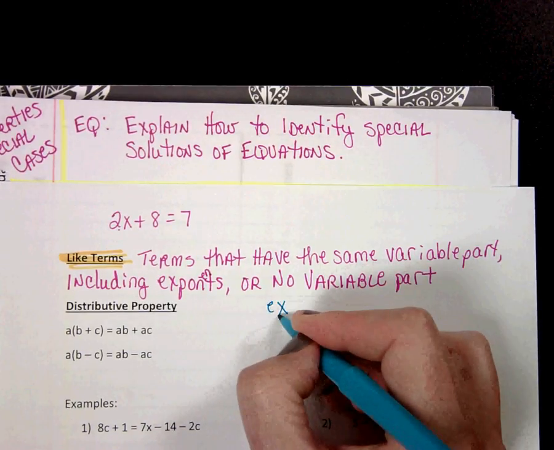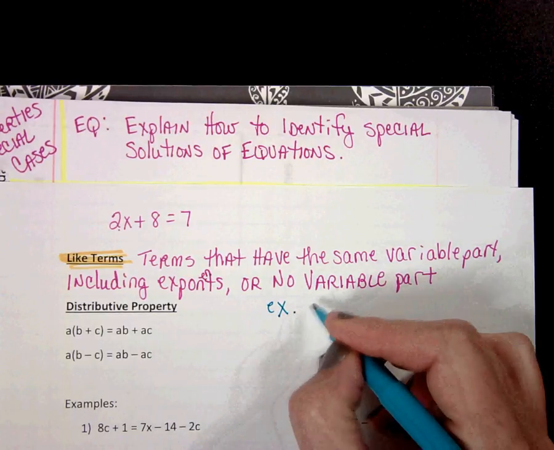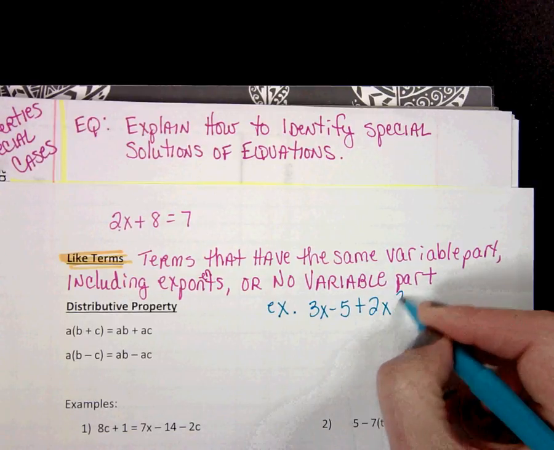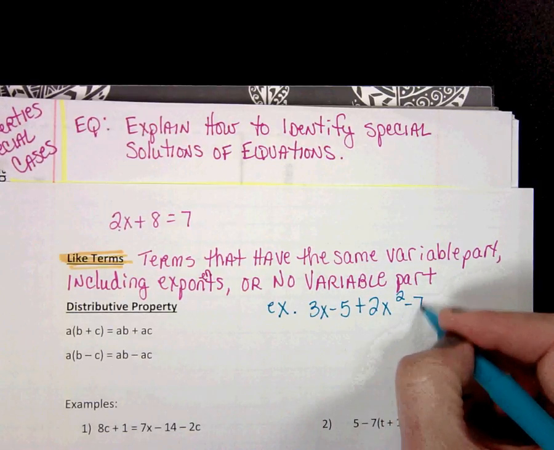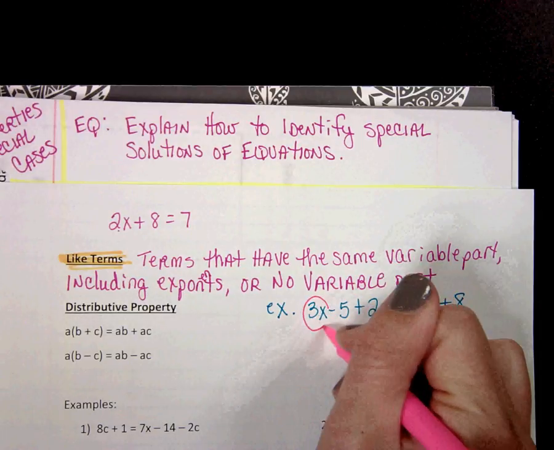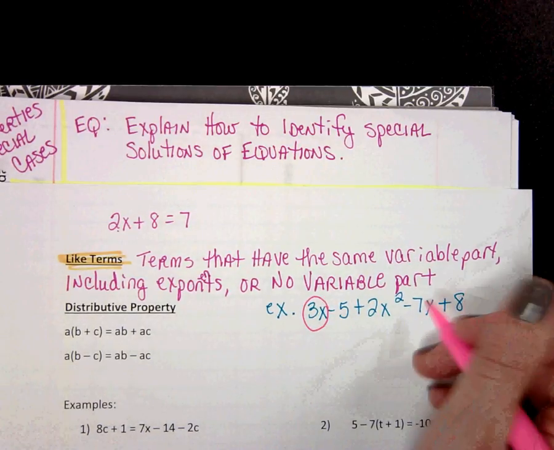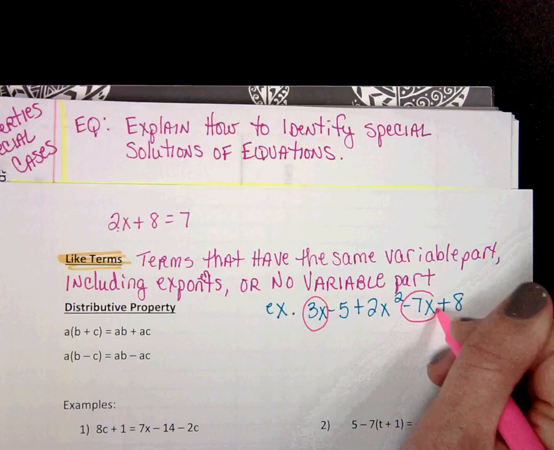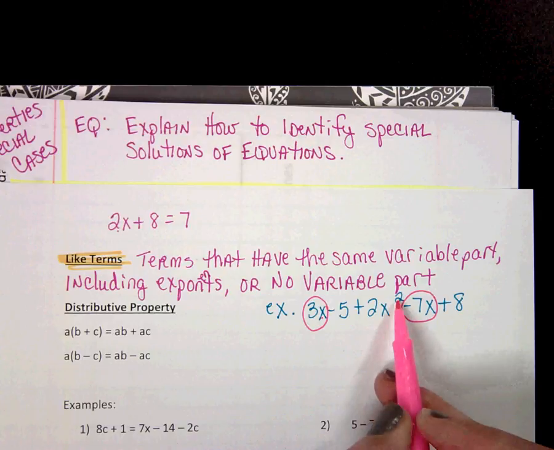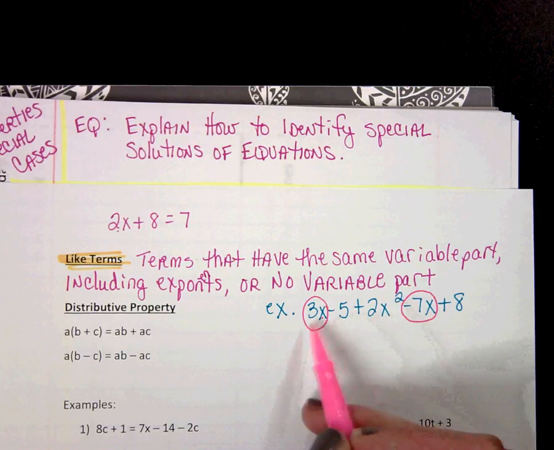For example, here is just an expression. Remember, the difference between an equation and an expression is that an expression does not have an equal sign and we don't actually solve it, we just simplify it. So what I want to point out to you here is that we have some like terms. Some of them are, some of them aren't. We have 3x. 3x is a like term with negative 7x because they have the same variable part. Notice x squared doesn't go with it because it has an exponent of 2. So those are not included.